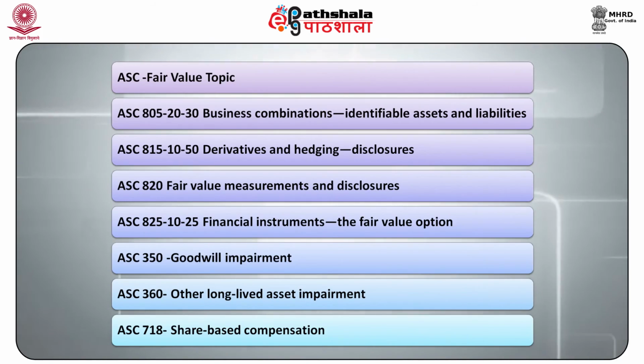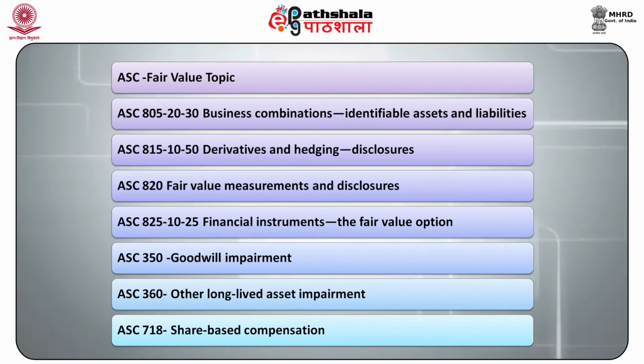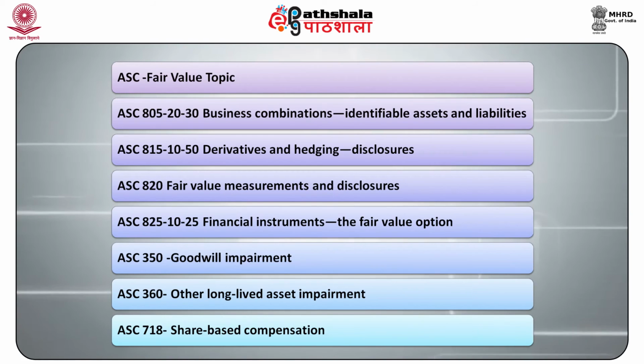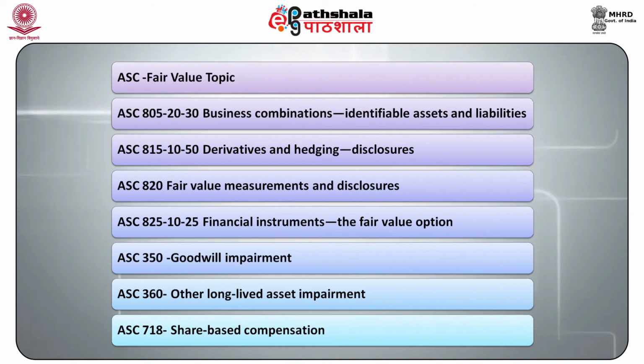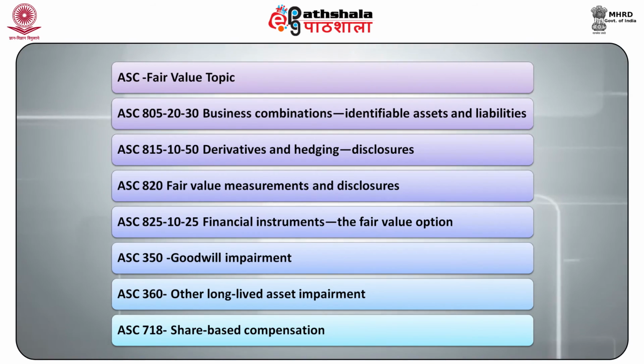ASC Fair Value Topics: ASC 805-20-30 Business Combinations, Identifiable Assets and Liabilities. ASC 815-10-50 Derivatives and Hedging Disclosures. ASC 820 Fair Value Measurements and Disclosure. ASC 825-10-25 Financial Instruments, the Fair Value Option. ASC 350 Goodwill Impairment. ASC 360 Other Long-Lived Asset Impairment. ASC 718 Share-Based Compensation.